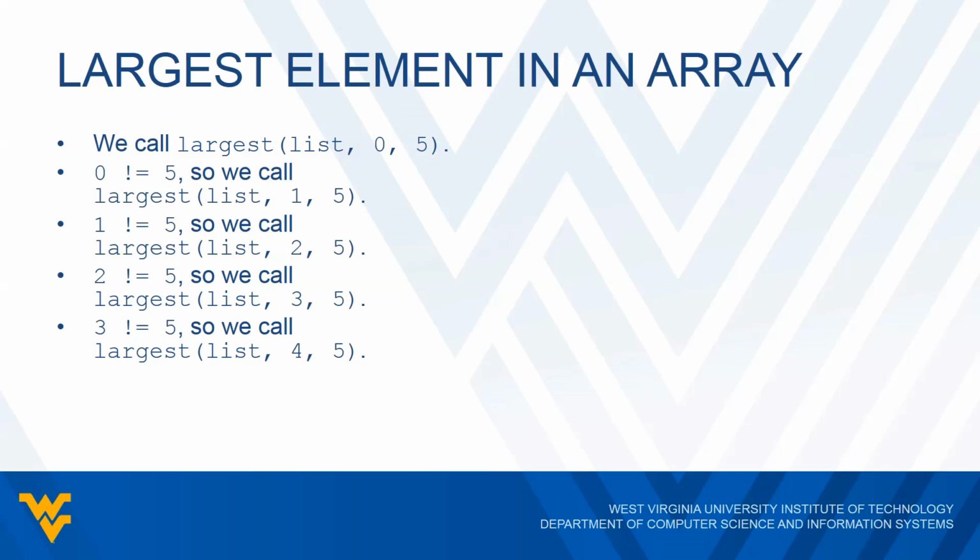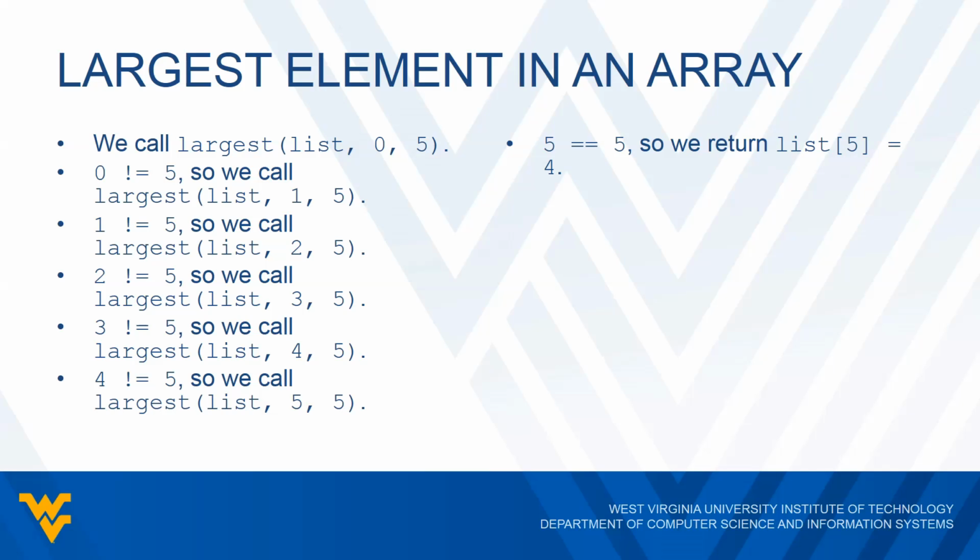So once again, we're going to call the method. This time we're going to pass a 4. We find that 4 does not equal 5. So we're going to call largest again, and we're going to pass 4 plus 1, which is 5. So now when we do this method call, we see that 5 does equal 5. So that means we're going to return list 5, which is 4. So 4 is the largest item in that sublist.